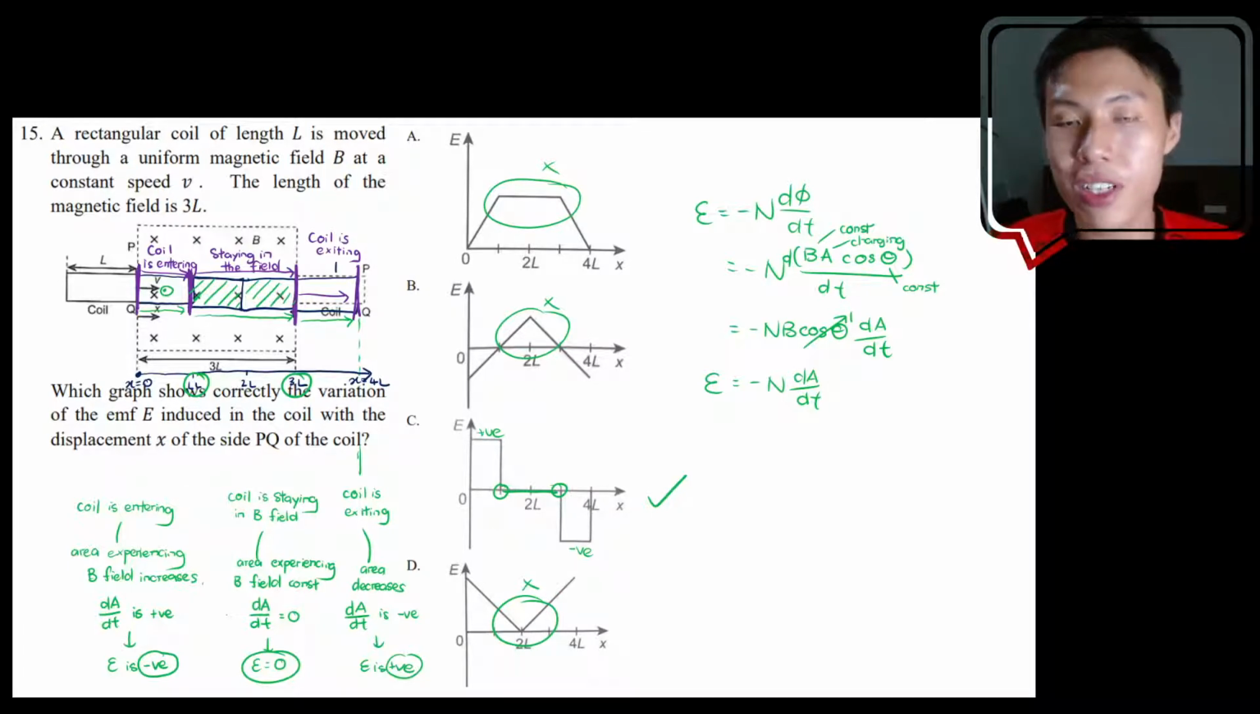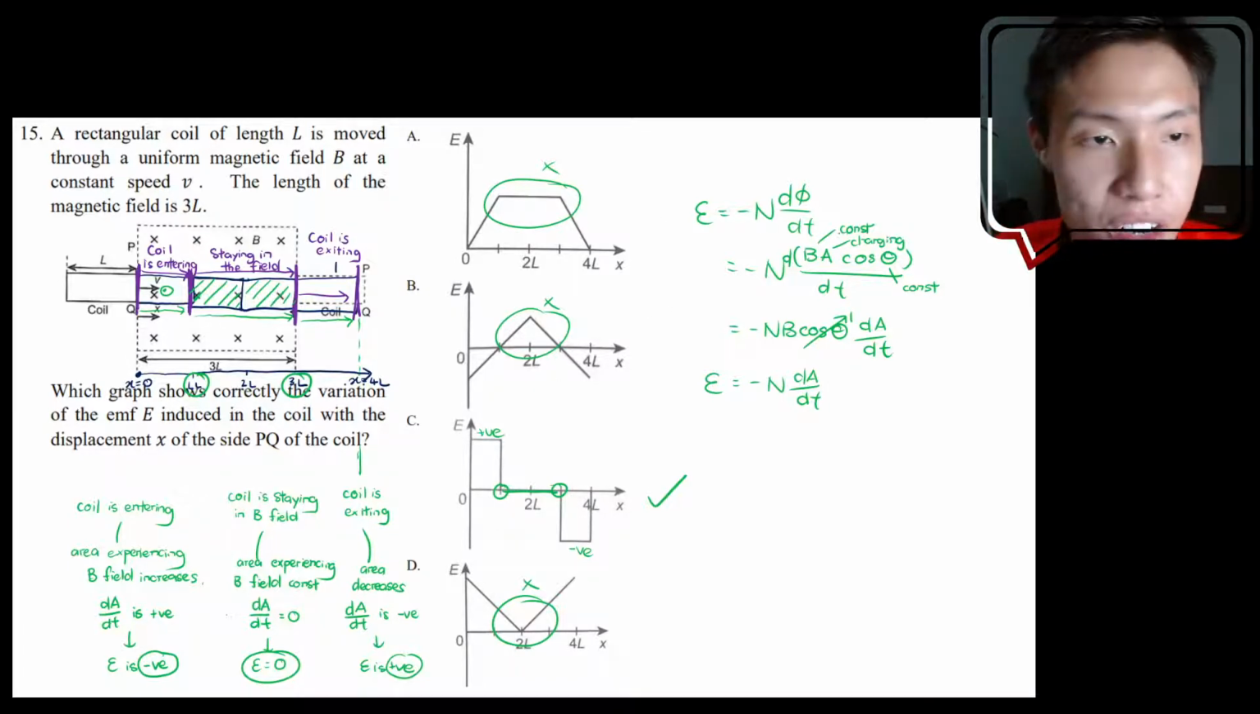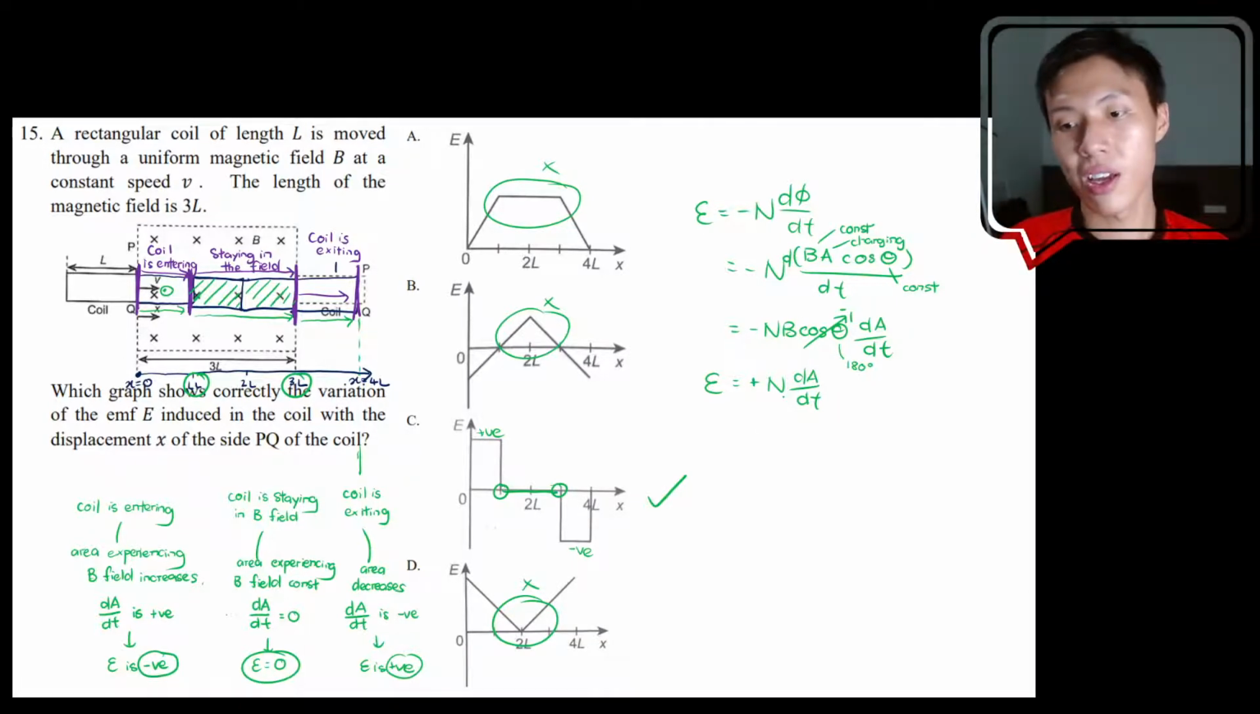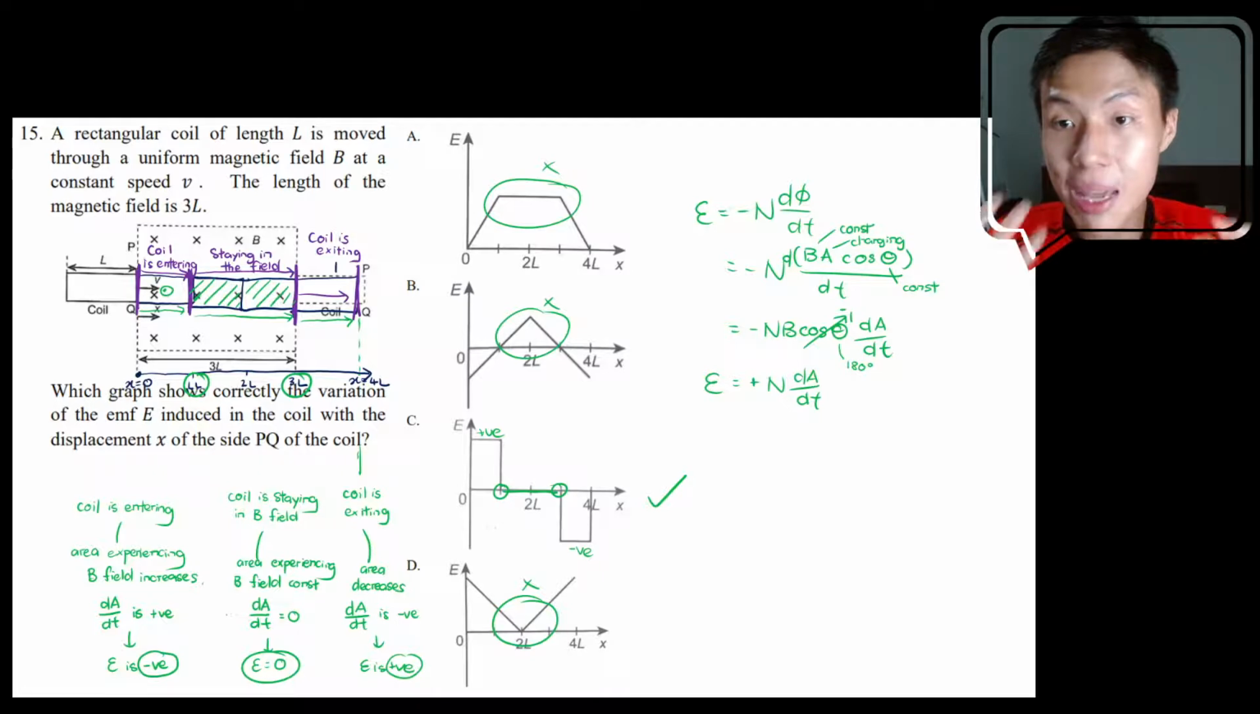Yeah, it's because they say it out of the page. If they say it out of the page, then the theta over here will be 180. Then cos becomes -1. Then you cancel out the negative, negative becomes positive. Okay, that might be the reason.